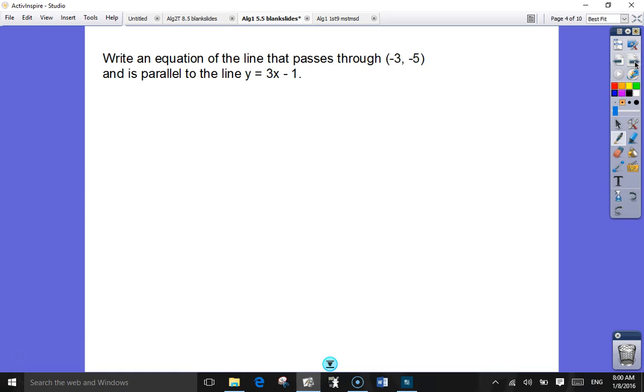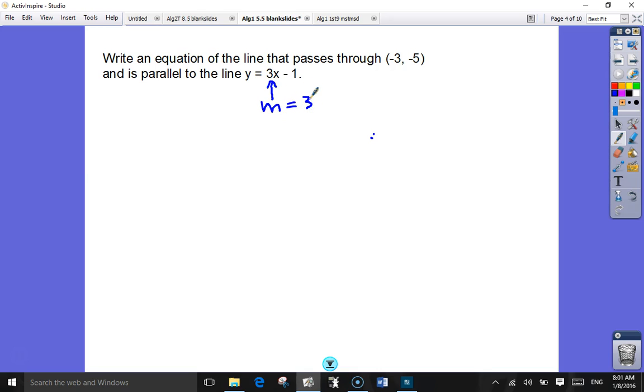Okay, write an equation of a line that passes through (-3, -5) and is parallel to y = 3x - 1. Looking at that, y equals 3x minus 1. Could you tell me what the slope is? Where do you look for the slope? Right, m is 3.